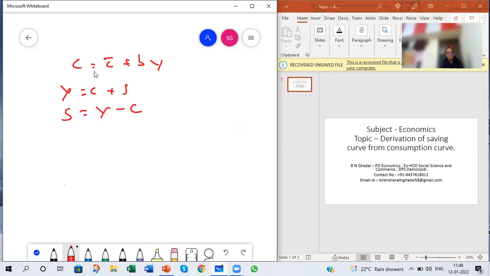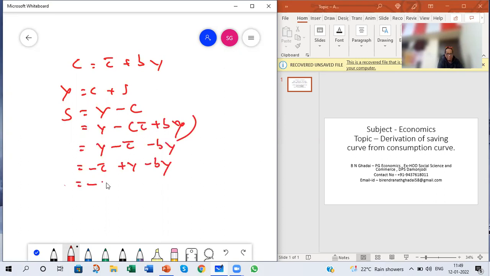You all must agree with me, because Y is equal to C plus S. Income is equal to consumption plus saving. So saving is equal to Y minus C. Now we'll substitute the value. In place of C, we can write, put a bracket, C bar plus bY. Now further, remove the bracket, then it is Y minus C bar minus bY.